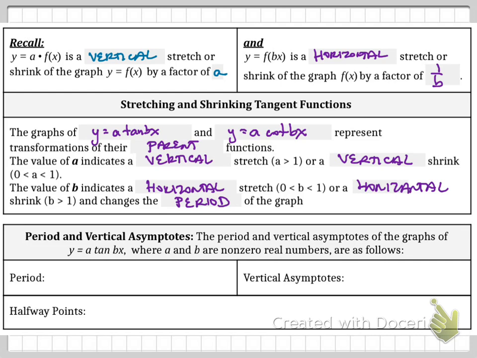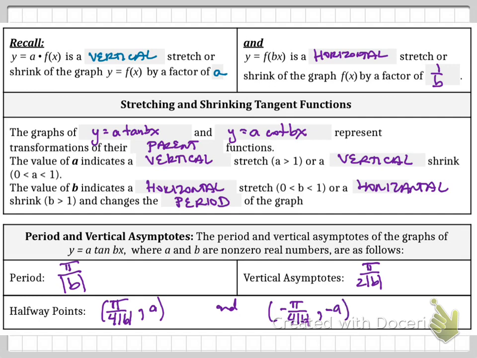So let's look at period and vertical asymptotes. The period and vertical asymptotes of the graph of y equals a tan of b of x, where a and b are non-zero numbers, are as follows. The period, if we notice from the parent function, the period is pi, and so we would have pi over the absolute value of b. The vertical asymptote would be at pi over 2 times the absolute value of b, and the halfway points would be pi over 4 times the absolute value of b, comma a, and negative pi over 4 times the absolute value of b, negative a.